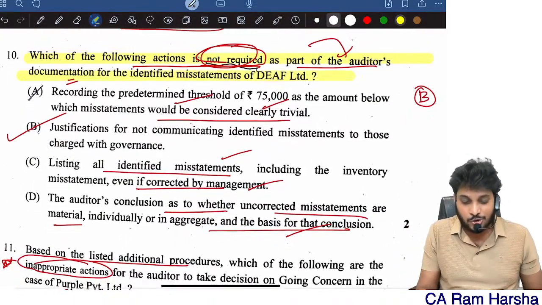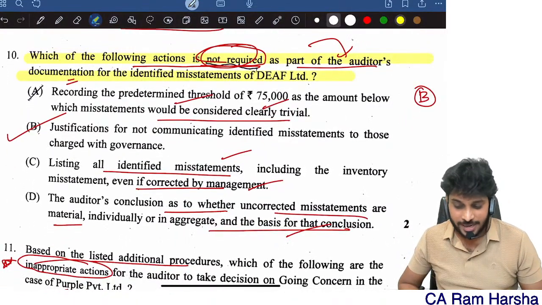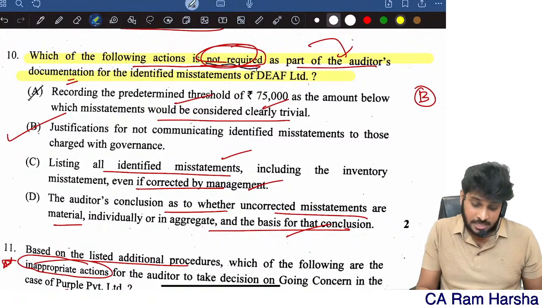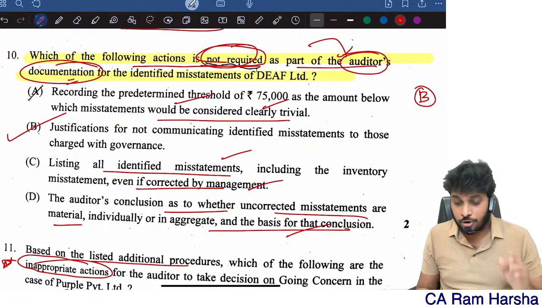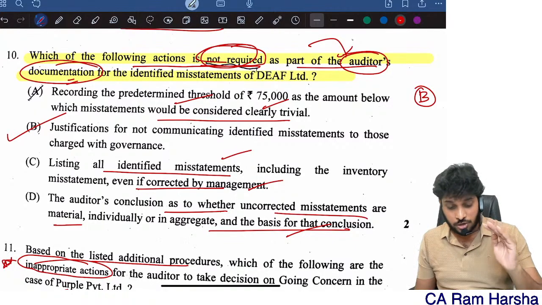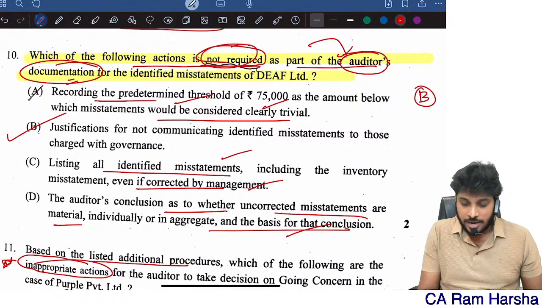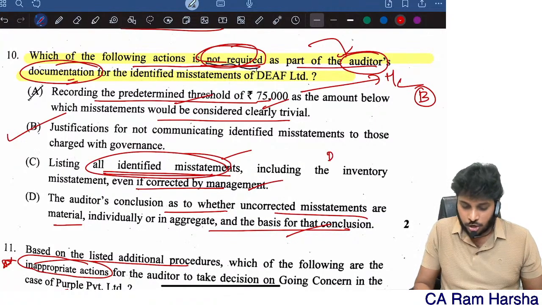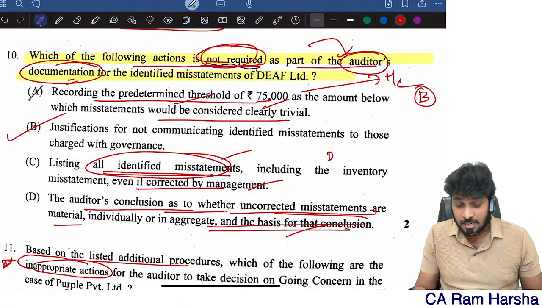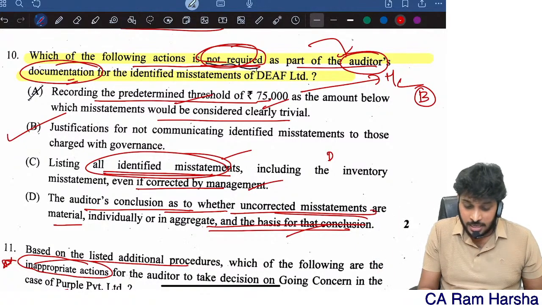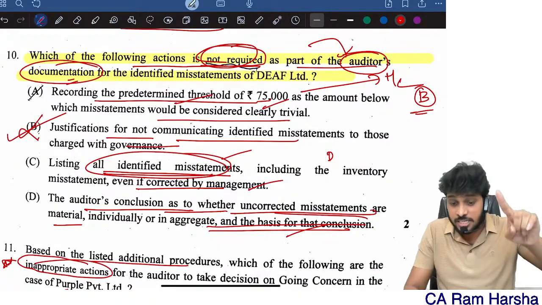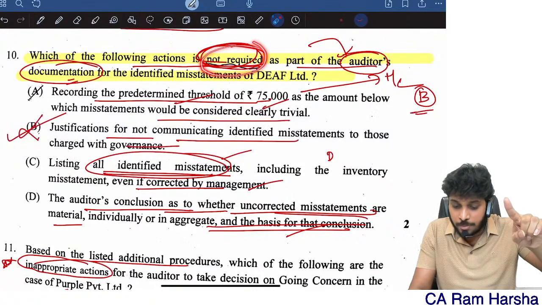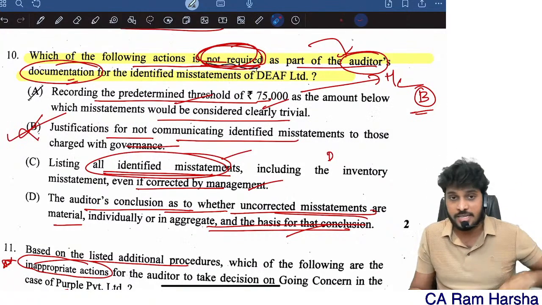There is another 4 marks question. Which of the following actions is not required as a part of auditor's documentation? Another question on 450. So total 4 marks. Recording the predetermined triviality level, you should document. List of all identified misstatements, you should document. The auditor's conclusion on uncorrected misstatements, you should also document. Justification for not communicating, this point itself is not there. Therefore, B is not required to be documented.